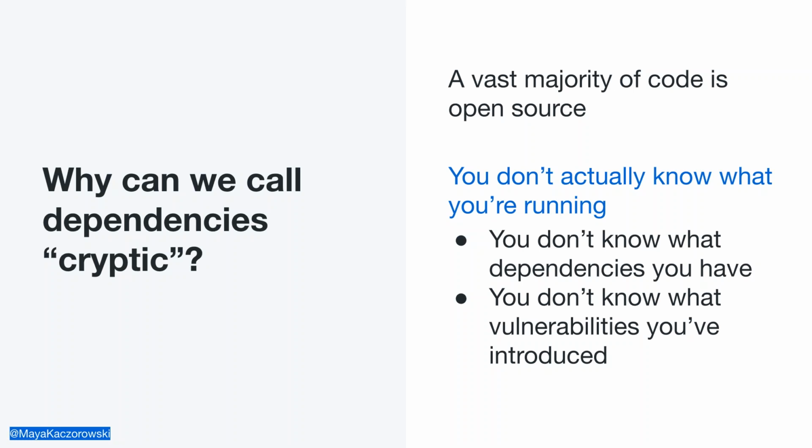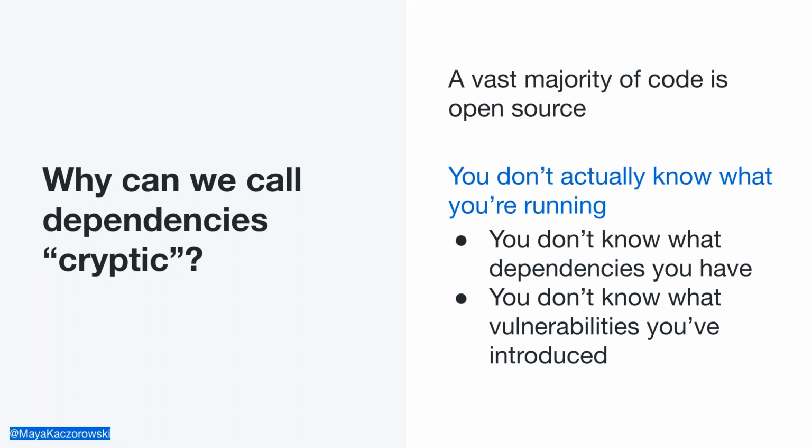A large amount of code that a typical organization uses is from open source. I've heard estimates from anywhere from 80, 85, 95, 99%, like all kinds of ratios for what's actually in your code base that comes from open source. And you don't actually necessarily know what that code includes.